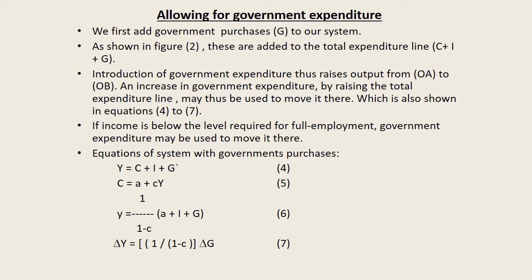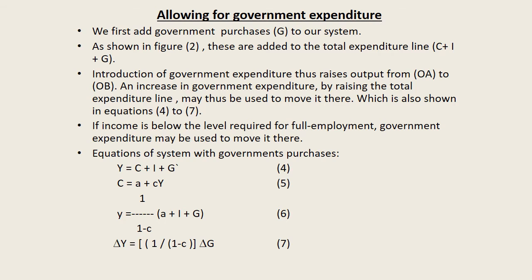If income is below the level required for full employment, government expenditure may be used to move it there. Under this mechanism, government may use government expenditures to raise the income level to be equivalent to that required for full employment. So the government can use government spending to achieve equilibrium, where income equals income at the full employment level. Let's explain the equations of this system.